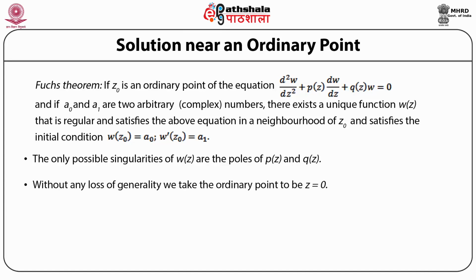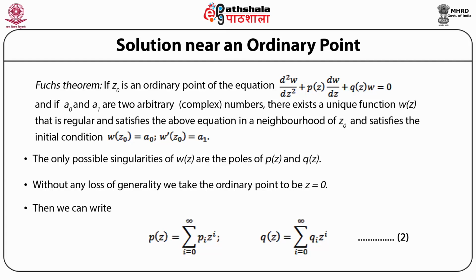Without any loss of generality, we take the ordinary point under consideration to be z = 0. Then, since p(z) and q(z) are regular in a neighborhood R of the origin, they can be expanded in Taylor series.